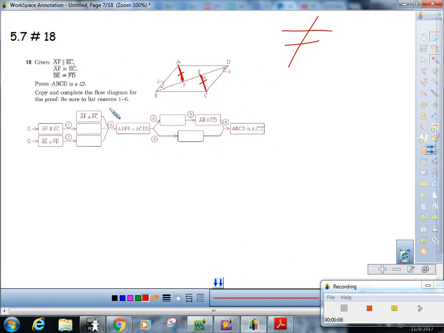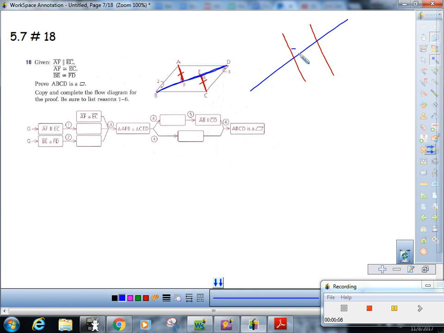Before I even look at this flow chart, I'm going to try to figure this out without the flow chart. How could I prove that that big thing is a parallelogram? Well, the first thing I want to do is figure out why they told me that these two were parallel. So what I do is I extend them. And then if I could just take this and make a blue line out of it. So I've got something that looks like that.